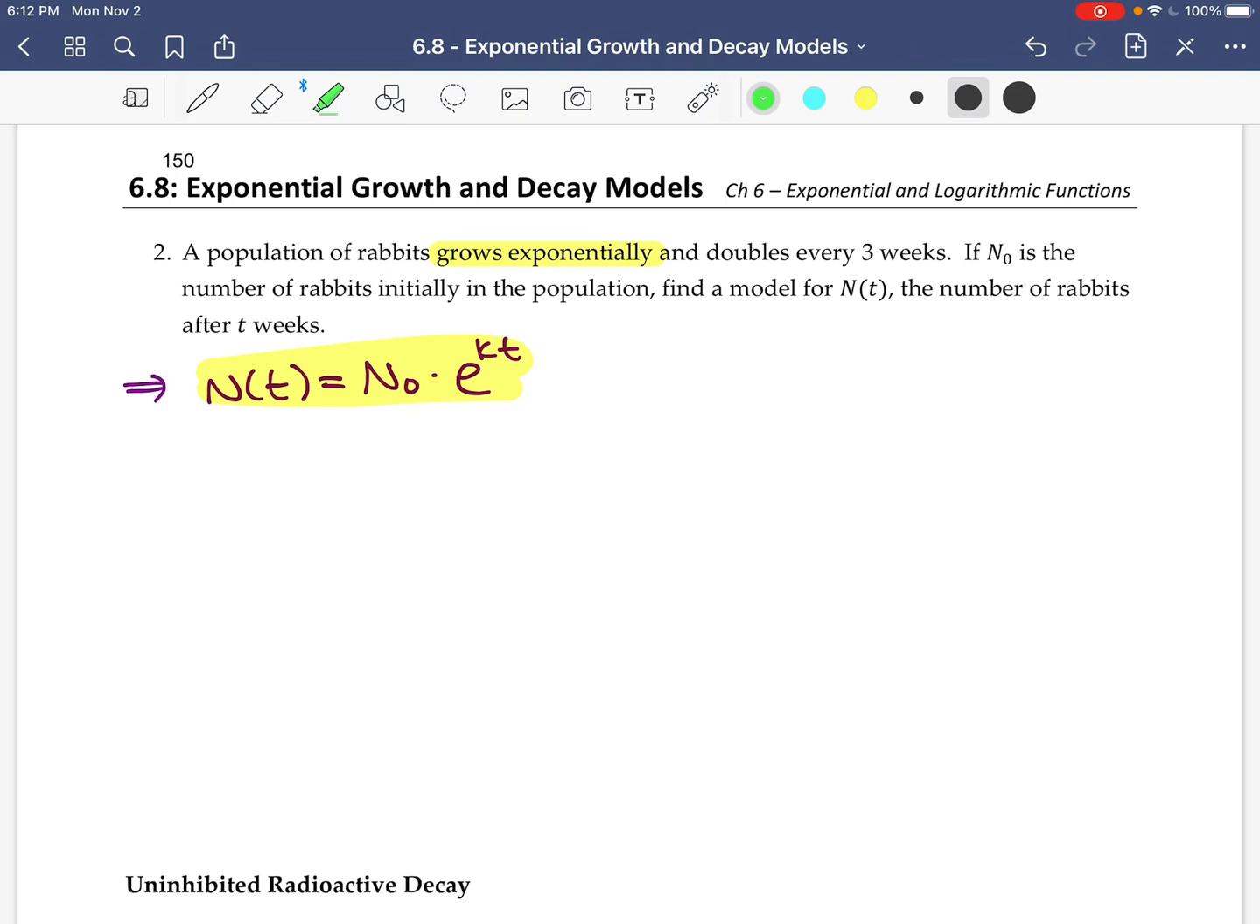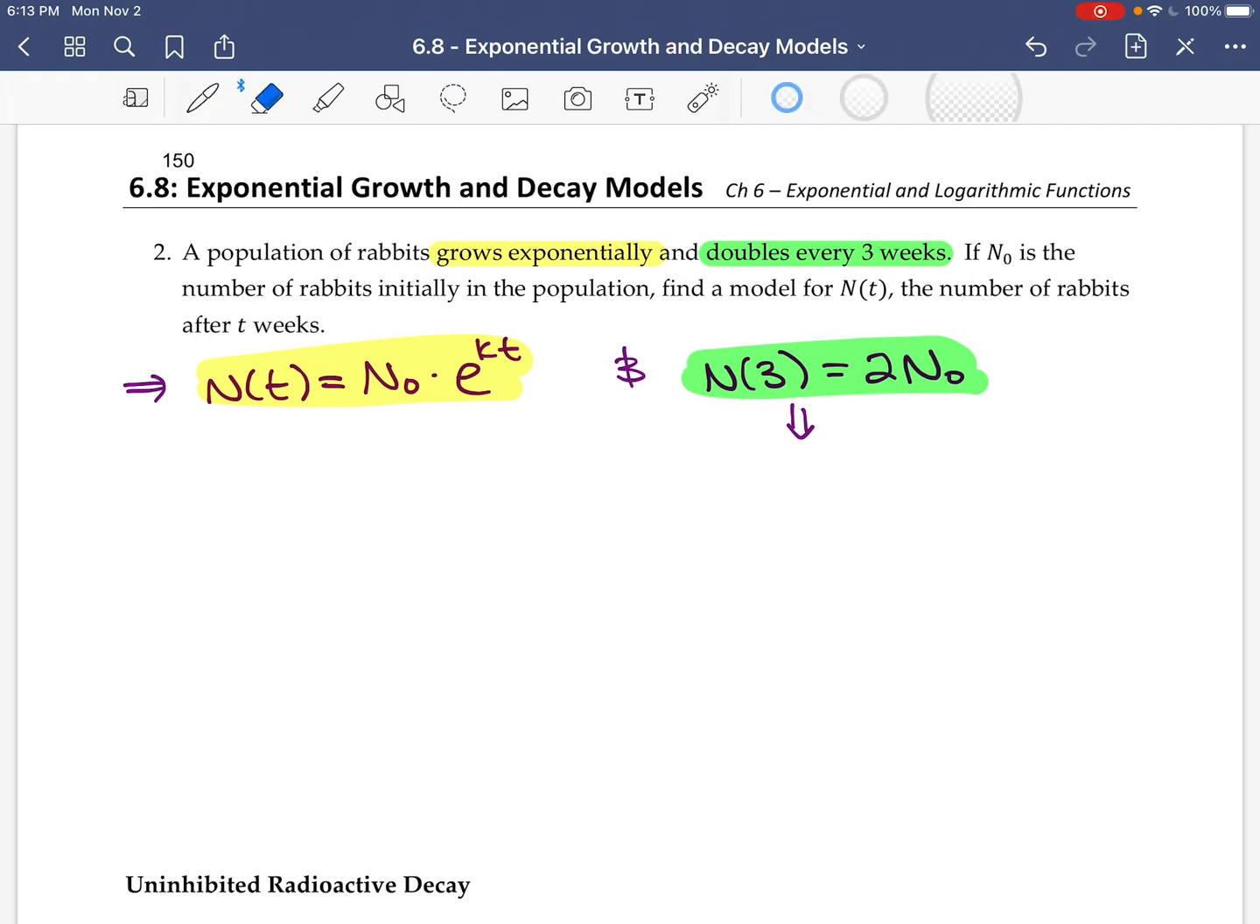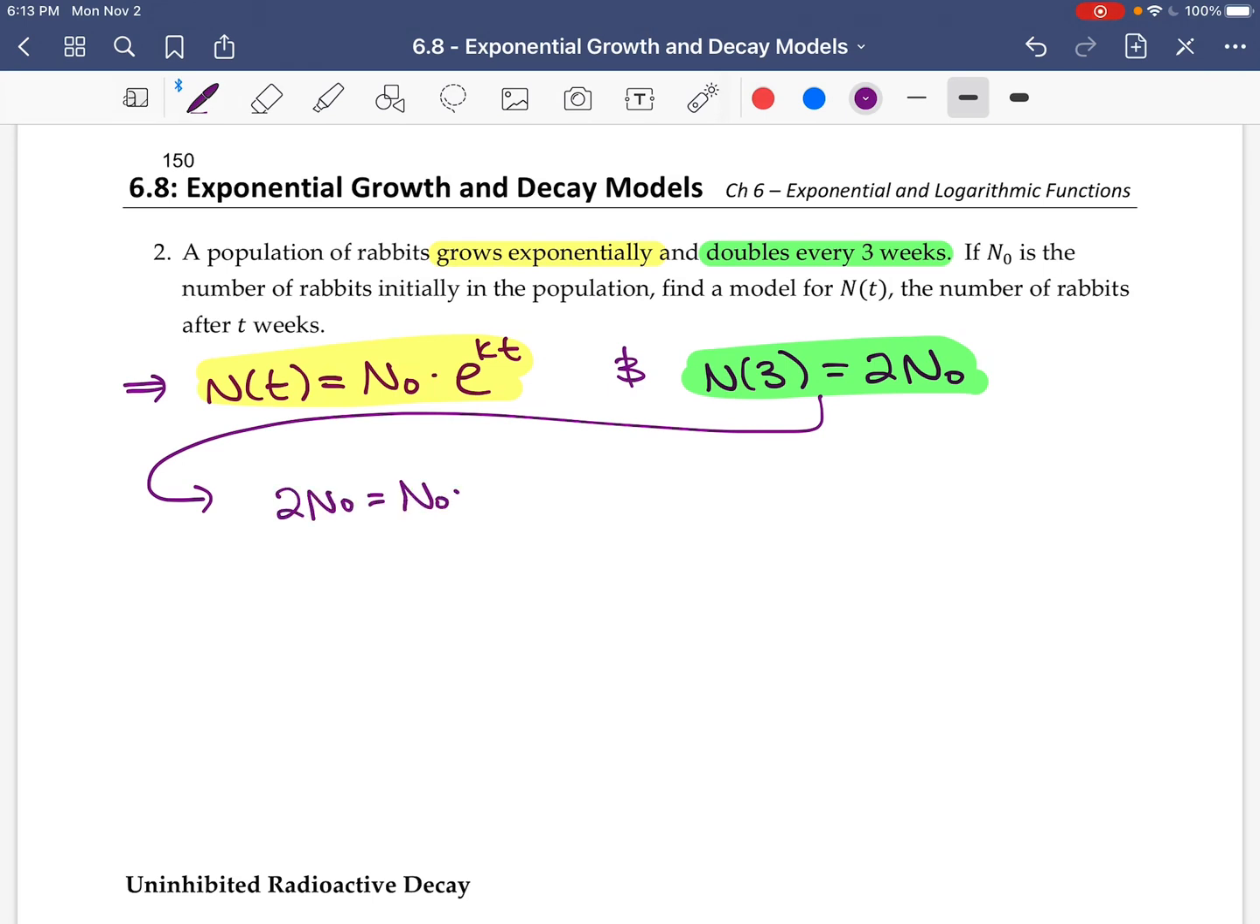So let's just highlight this in green. So doubles every 3 weeks tells us that n of 3 is going to be equal to 2 times n0, because that's double what it was before, the 3 weeks earlier. Okay, so we can use that to find k. So this one tells us that 2n0 is going to equal n0 times e to the k times 3.